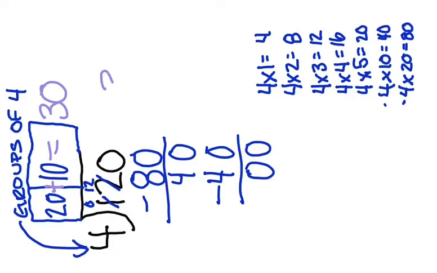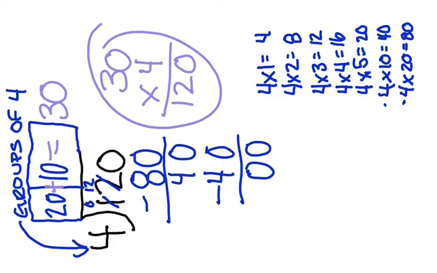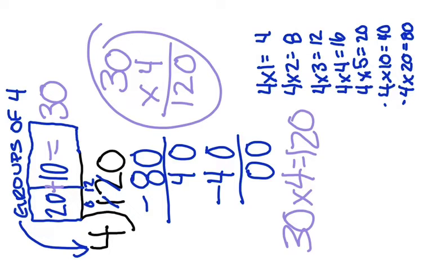Let's check. The opposite of division is multiplication. 30 times 4. 4 times 0, 0. 4 times 3, 12. 30 times 4 equals 120. 120 divided by 4 equals 30. We know our answer is correct.